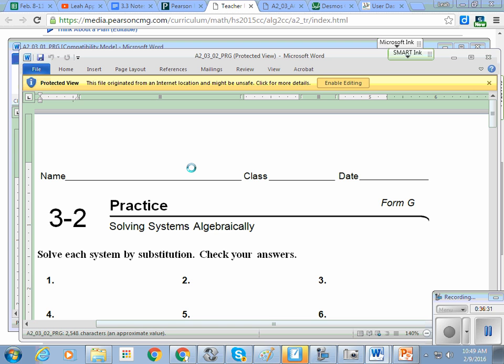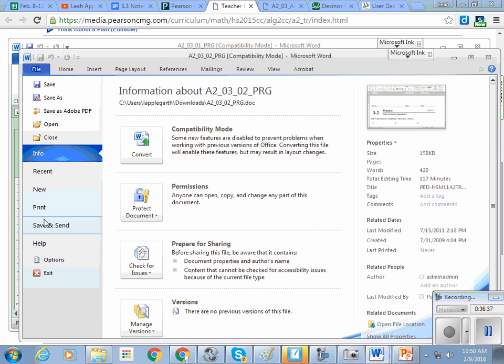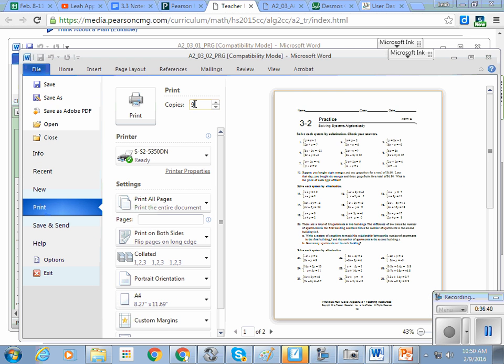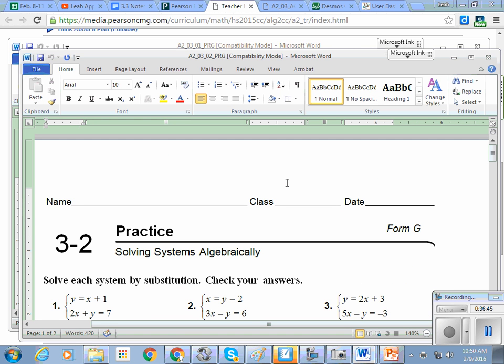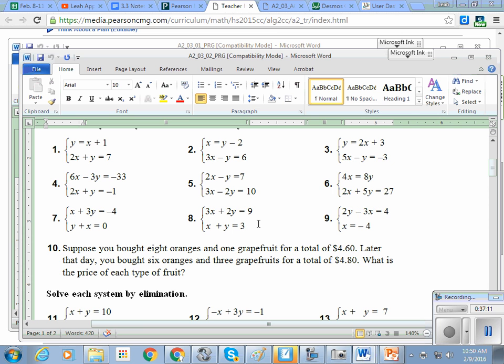And then you guys don't have to write this down. I printed it out for you. Okay. So 7 through 9, definitely 10. So 7 through 10.